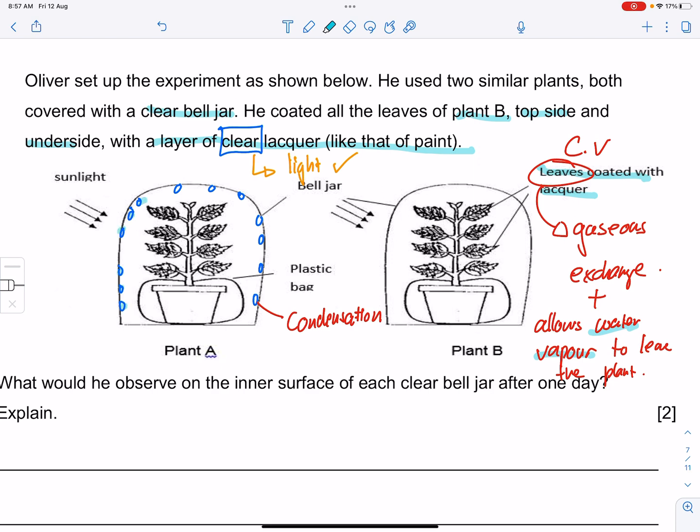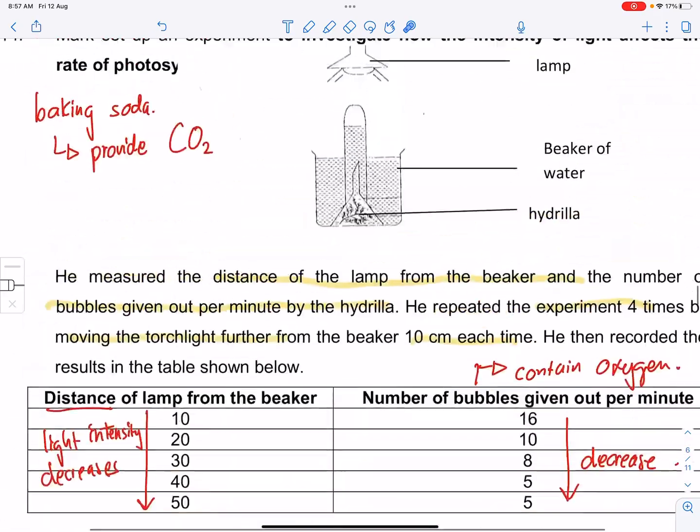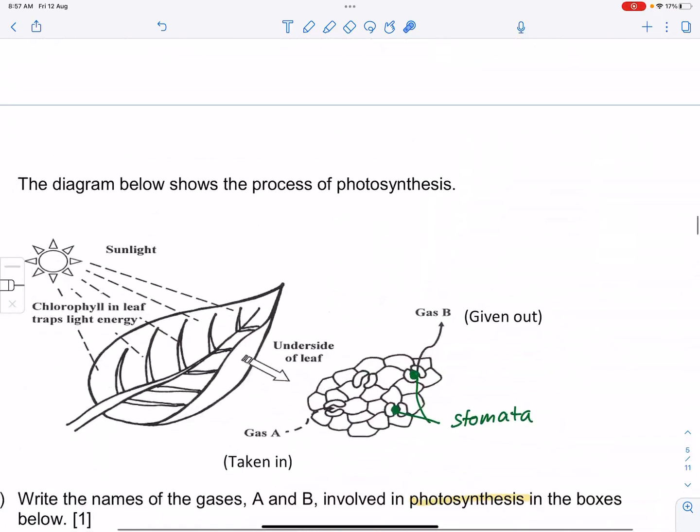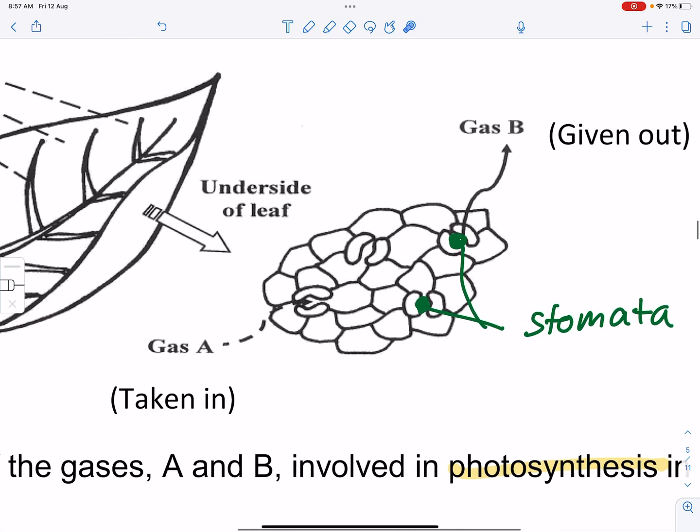Now, let's talk about B. So because B has been applied with a clear lacquer, it prevents your stomata from allowing the water vapor to escape, because you seal off all the tiny openings already. Okay, so if you were to go back up right at the top, remember I told you the stomata. So because now a clear lacquer has covered it, your water vapor cannot escape.